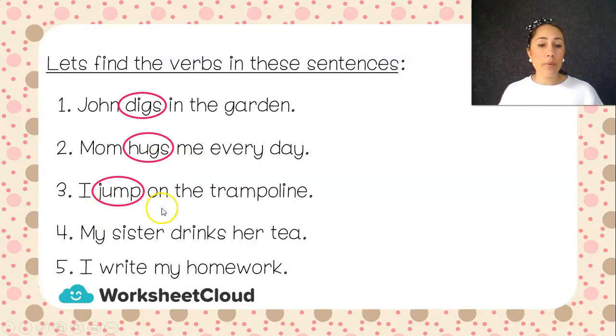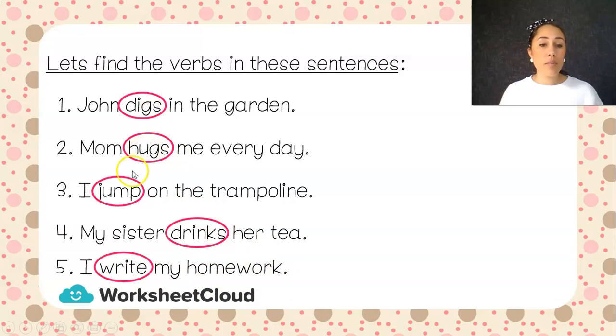I jump on the trampoline because jump is something that I can do. My sister drinks her tea. So what is my sister doing? She is drinking her tea. She drinks. I write my homework. So what am I busy doing? I'm busy writing. I write my homework.